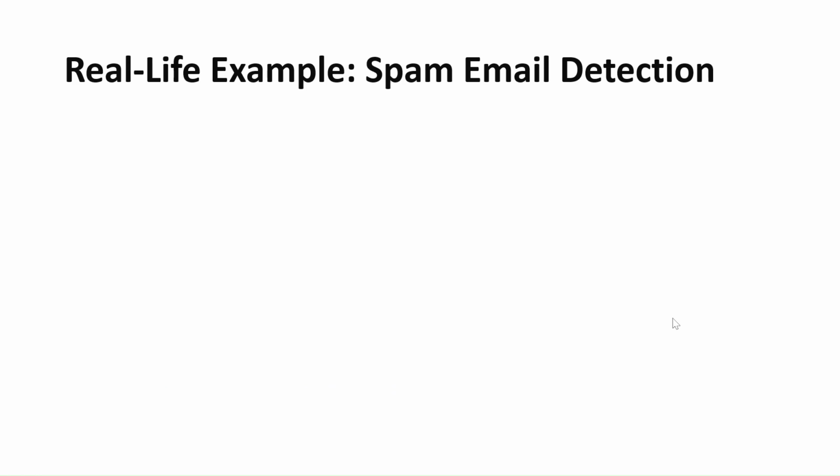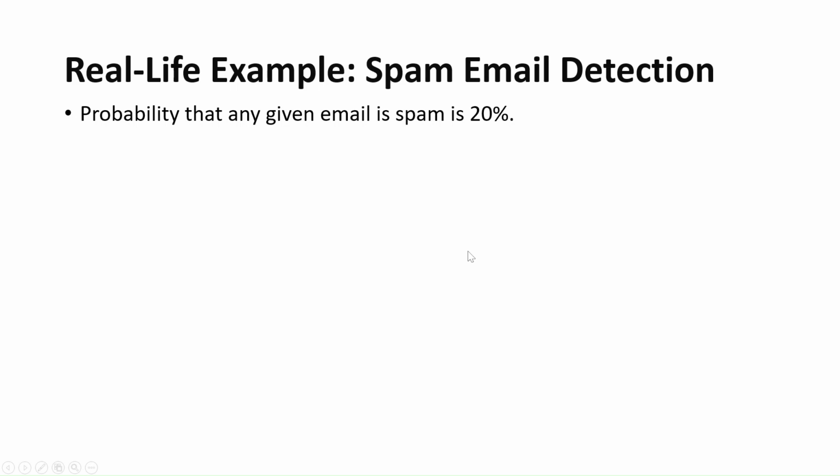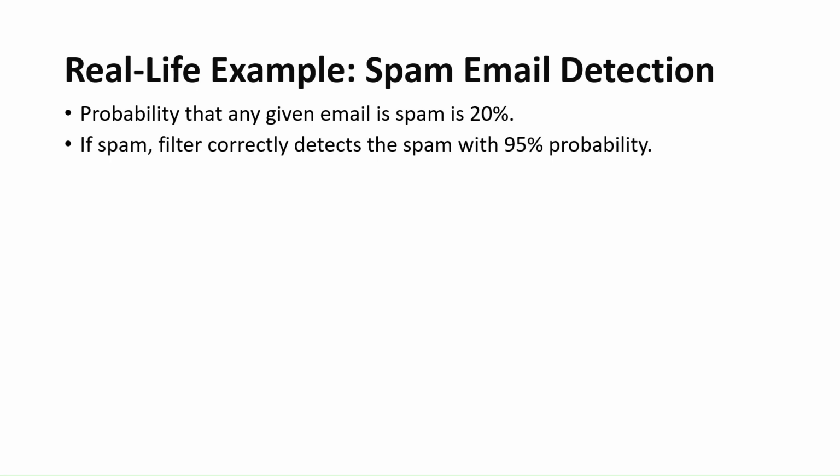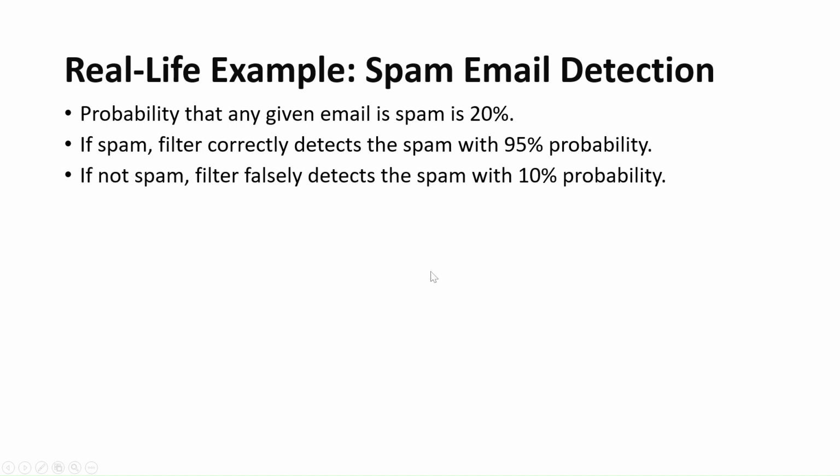Let's take another example, this time a spam email detector filter. Consider an email filter that is designed to detect spam emails. The filter works with the following probabilities. The probability that any given email is spam is 20%, so this automatically becomes our prior. Then the probability that the filter correctly identifies a spam email is 95%, which is the true positive. And the probability that the filter incorrectly marks a non-spam email as spam is 10%, which is the false positive.